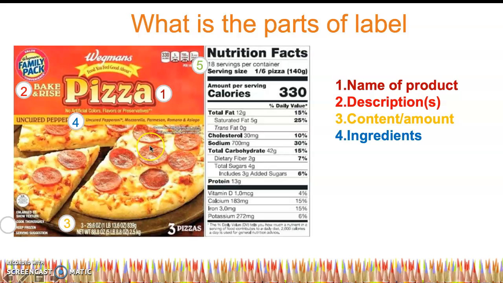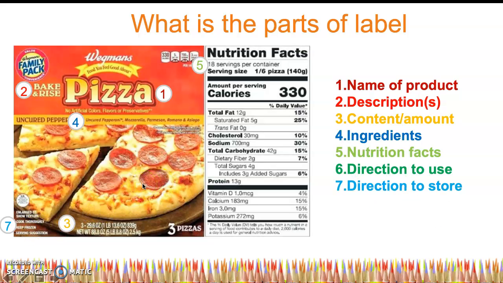And number 5 is nutrition facts. Number 6 is direction to use. But in this label, there is no direction to use. So we skip it and move into number 7. Number 7, keep frozen, and this is the direction to store. And the last one is expiration date. But in this label, there is no expiration date.